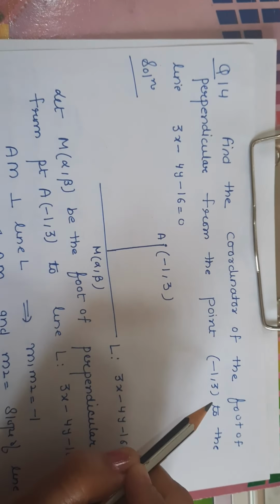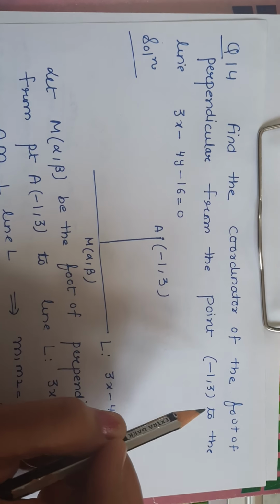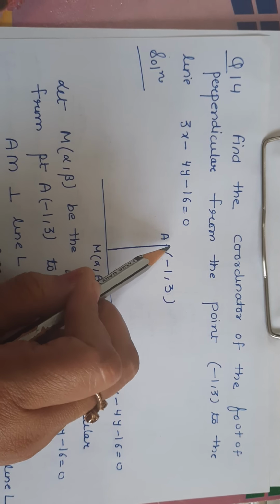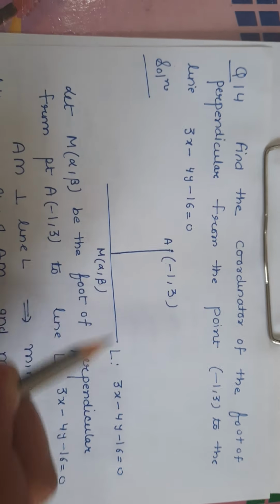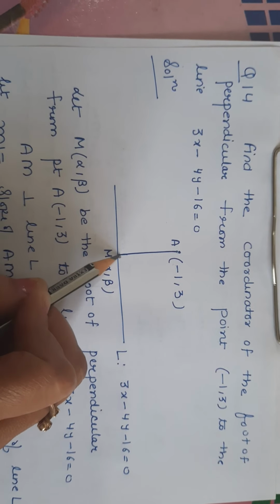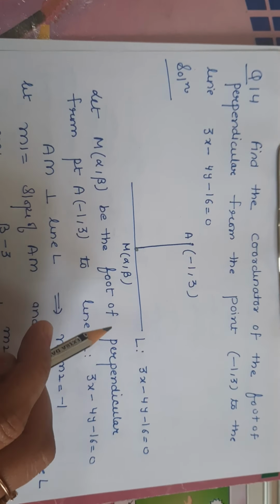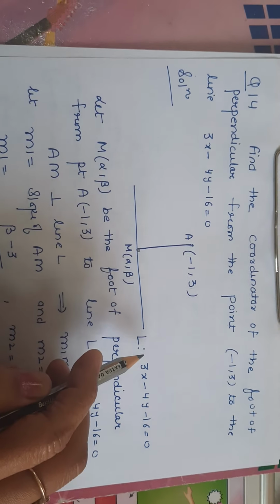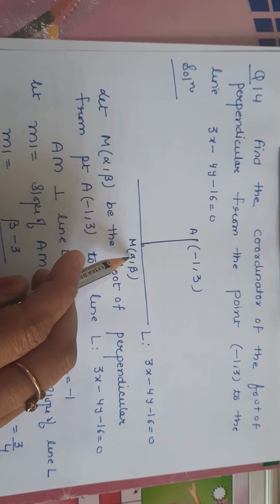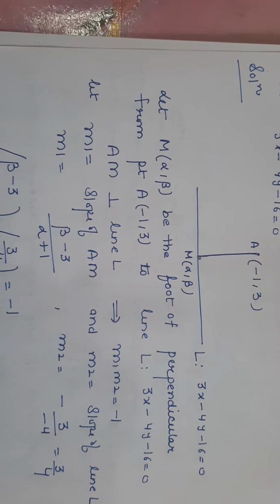Find the coordinates of the foot of the perpendicular from this point to the line. This is also a very important question. You have to drop a perpendicular from the point minus 1, 3 to this line and then find the coordinates of this foot of perpendicular. Let M(alpha, beta) be the foot of the perpendicular from this point to this line. Now we need to find alpha and beta, two variables. For finding two variables, we need at least two equations.